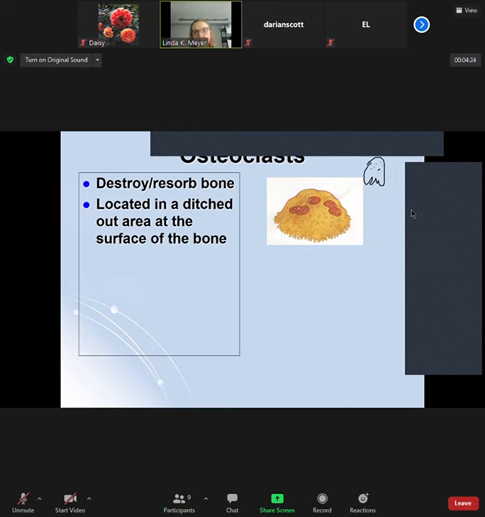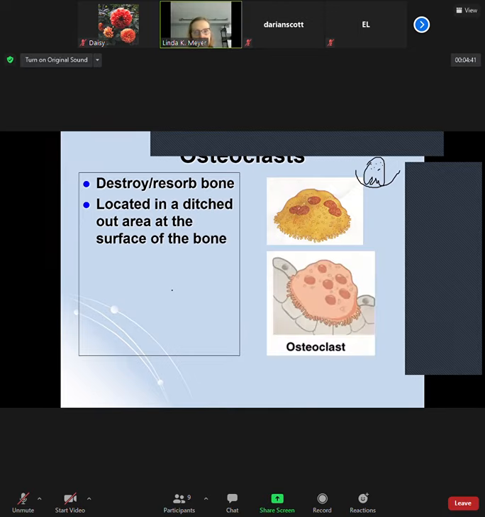And we're going to see, just like osteoblasts, they're outside of the tissue, and they create a ditched out area at the surface of the bone that they're resorbing, as shown with my drawing. Okay, and then this is just an illustration showing that they're not in the bone itself. They're in this little ditch at the surface. So with alveolar bone proper, osteoclasts are found in the PDL space.